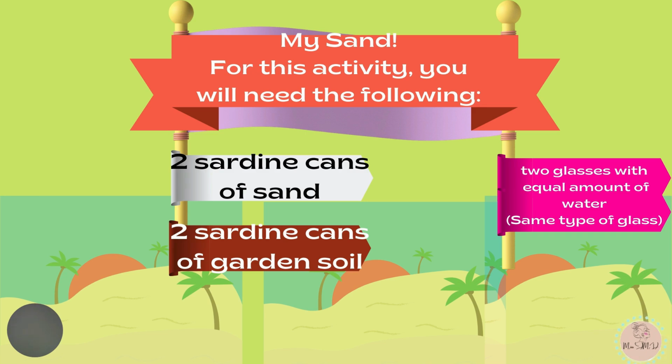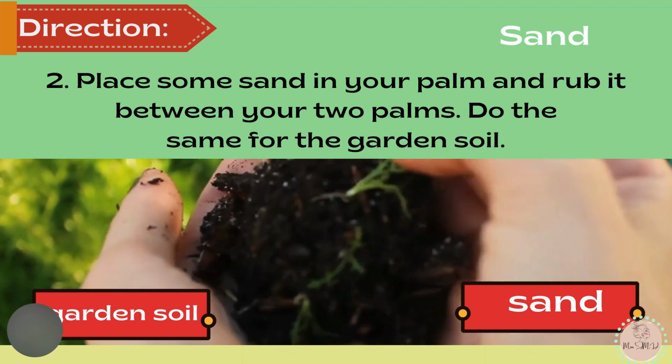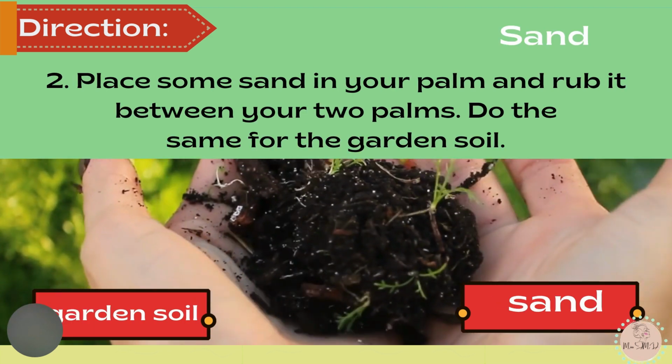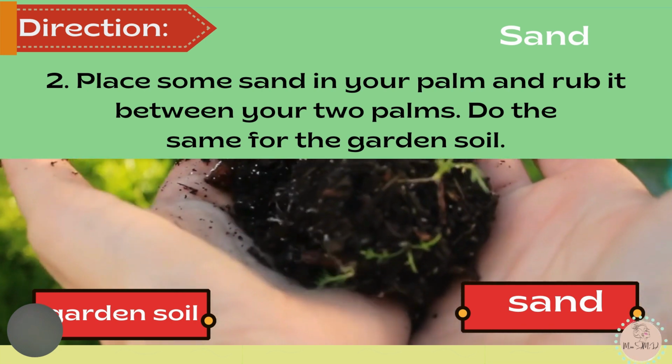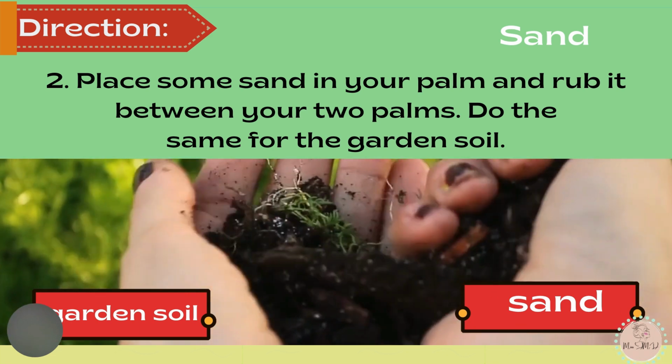The title of the activity is My Sand. For this activity, you will need the following: 2 sardine cans of sand, 2 sardine cans of garden soil, and 2 glasses with an equal amount of water, same type of glass. Direction: Observe very well the appearance of the sand and the garden soil. Put some sand in your palm and rub it between your two palms. Do the same to the garden soil.